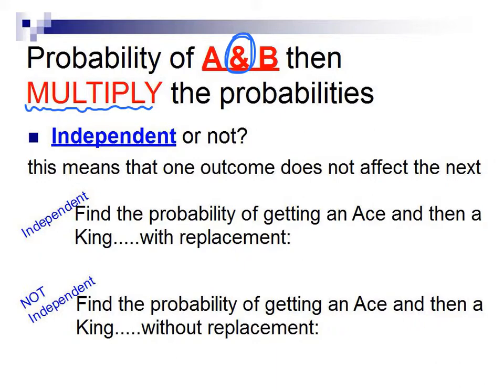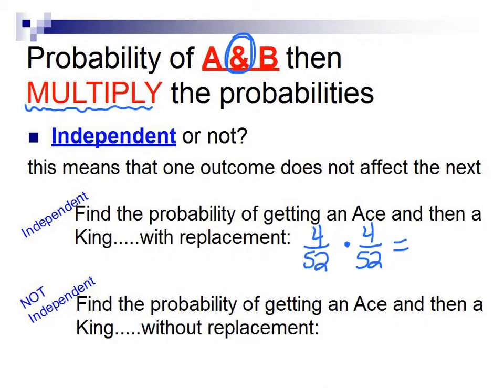But like an independent event would be the probability of getting an ace and then a king with replacement. That means you pulled a card, you put it back in the deck, and you pulled another card. So the probability of an ace would be 4 out of 52. And means multiply. I put that card back in there, and now there's 4 successful kings, and there's 52 cards that I'm choosing from. So whatever that equals when you multiply those two together.